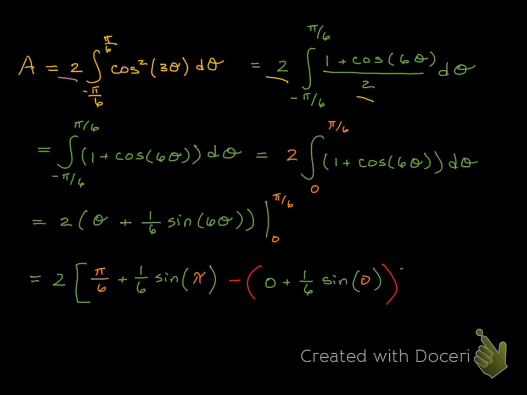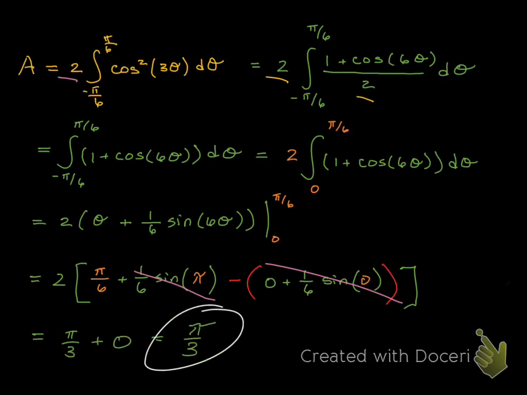And in fact, everything in red there will disappear because 0 plus 1/6 sine of 0 is 0. So all of that would be 0. On the left, plugging in pi over 6, I'll get the pi over 6, but sine of pi is also 0. So in fact, that sine expression will entirely disappear, and I'm left with 2 times pi over 6, which is pi over 3, plus 0, so pi over 3. And that's the area of just one petal. That's units squared. And that's one petal of my rose curve.